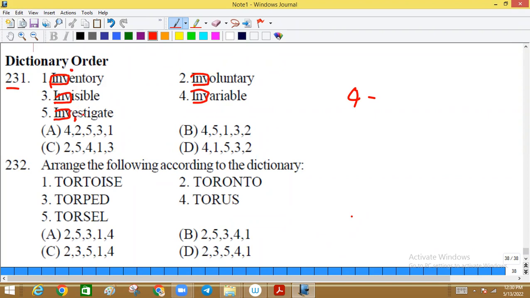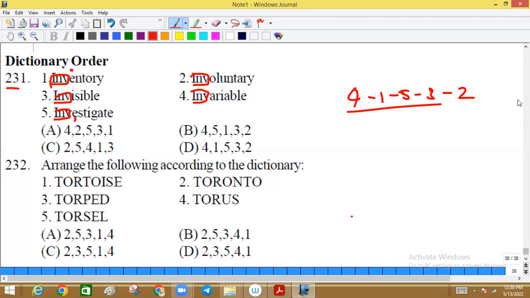Wherever it is common, eliminate the common and check the next letter. What is here? N. What is here? S. Obviously, N comes first, then followed by S. So 4, 1, 5. Next one is I and O. Obviously, I comes next, that is 3, and then O comes next, that is 2. So 4, 1, 5, 3, 2.